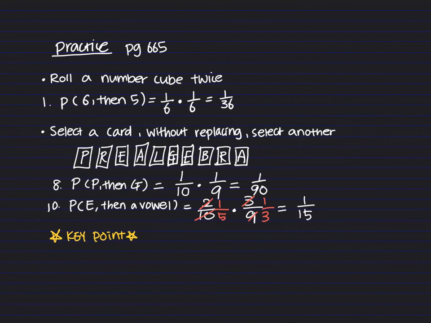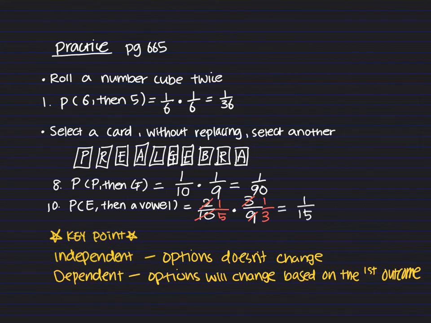So the key point for today is this. If you have two events that are happening, but the total outcome is not changing from the first one to the second one, you're going to use independent events. For example, if you're rolling a number cube, your options are going to be 6 different numbers, first round and your second round. It's not going to have one less side if you choose a number. However, if you are working with dependent events, you're going to have different outcomes based on what you're choosing the first time. Okay, so I wrote, for dependent, options will change based on the first choice's outcome.